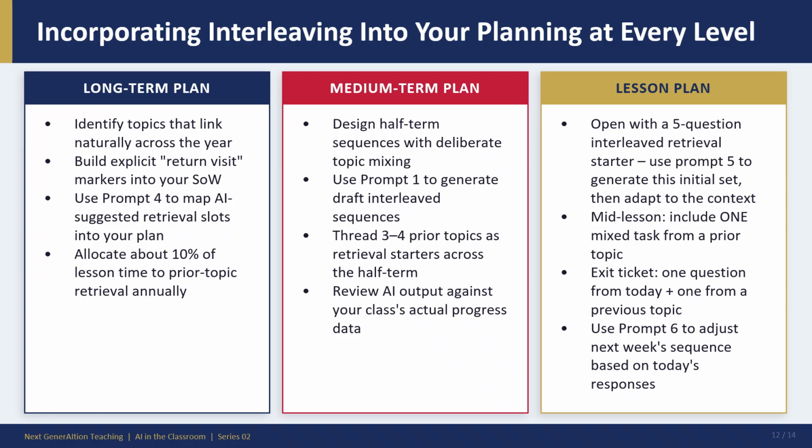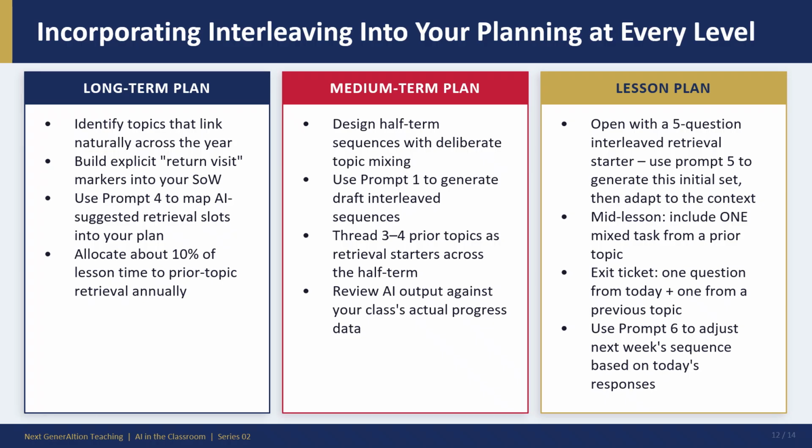At medium-term planning level, use Prompt 1 to generate a draft interleave sequence for each half term. Review it against your class's actual progress data. Thread 3 to 4 prior topics as retrieval starters across the half term. Build in Prompt 6 reviews at the midpoint. Check what errors are emerging and adjust the second half of the sequence accordingly.